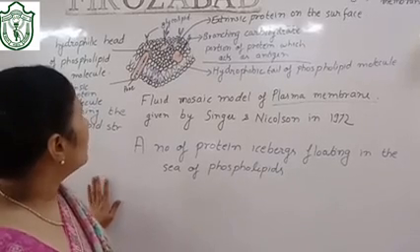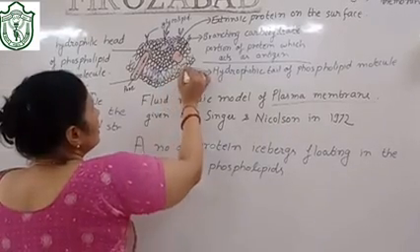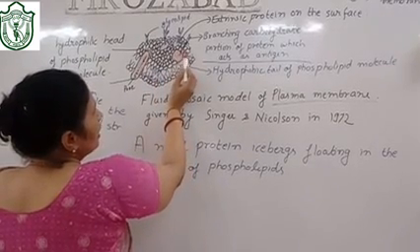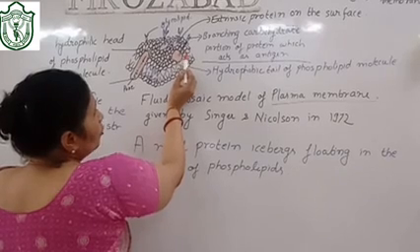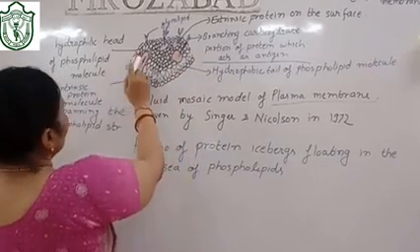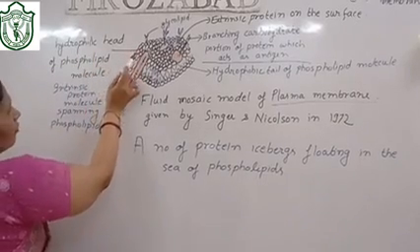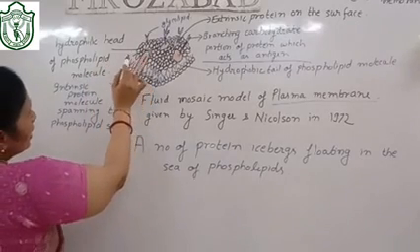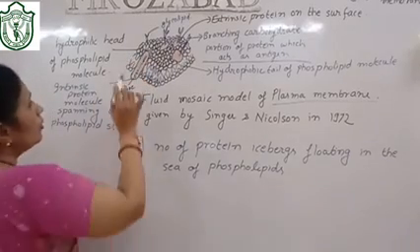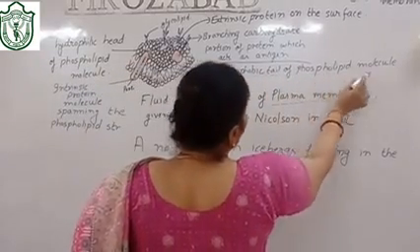Now, how is it? Just focus on this layer. See this one. This is the hydrophilic phospholipid. See this round black part. This is the hydrophilic head of the phospholipid molecule, and these bluish lines I have drawn here are the hydrophobic tails of the phospholipid molecule.